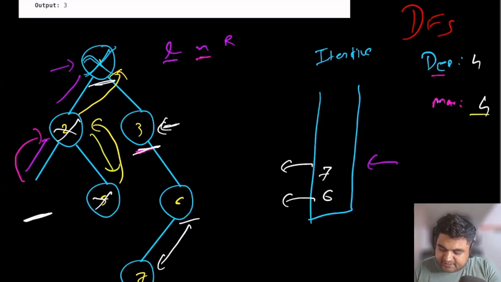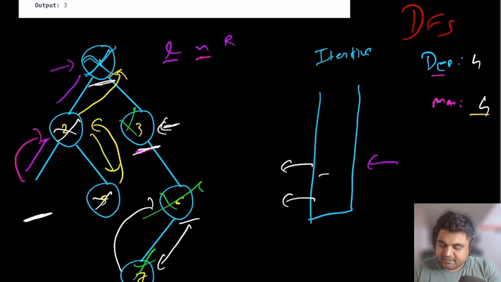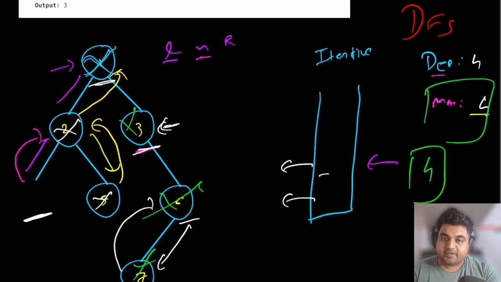After visiting node number 7, we are able to get rid of node number 7 and also node number 6. Now we have visited every single node inside the tree. So the maximum depth we have been able to find is 4, and this is what we are going to return as the answer. This is going to be the whole solution for this problem.